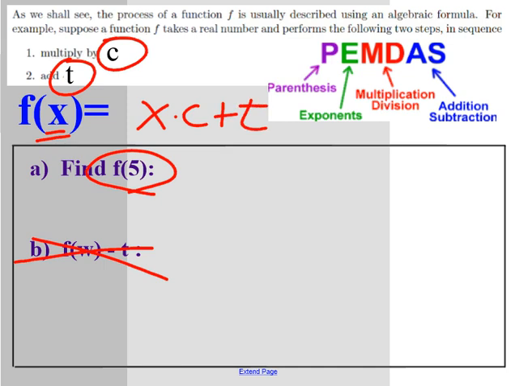Now, will the way I just wrote that do the problem in the right order? Just think about it carefully. Will it multiply first if I do it this way? Yeah, it will. And it'll add t second. So yeah, I've got it right. I don't want parentheses on this one. Okay? All right, cool. Now, this is going to freak some people out, but find f of 5.